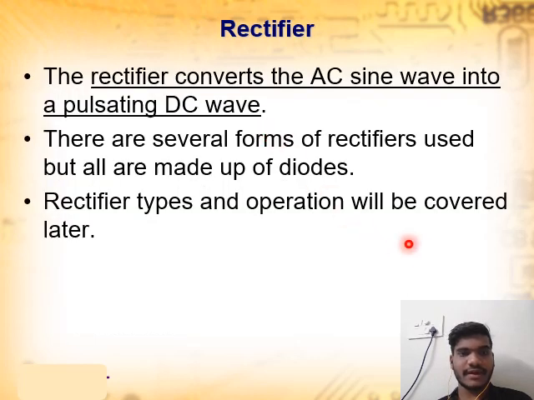Rectifier. The rectifier converts the AC sine wave into a pulsating DC wave. There are several forms of rectifiers used, but all are made up of diodes. Rectifier diodes means semiconductor diodes. Rectifier types and operation will be covered later.